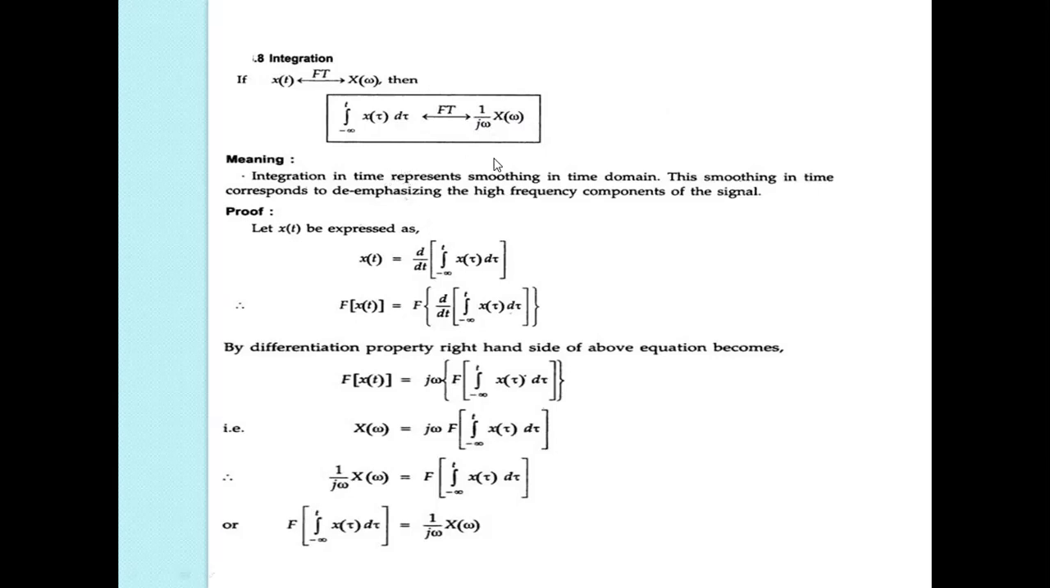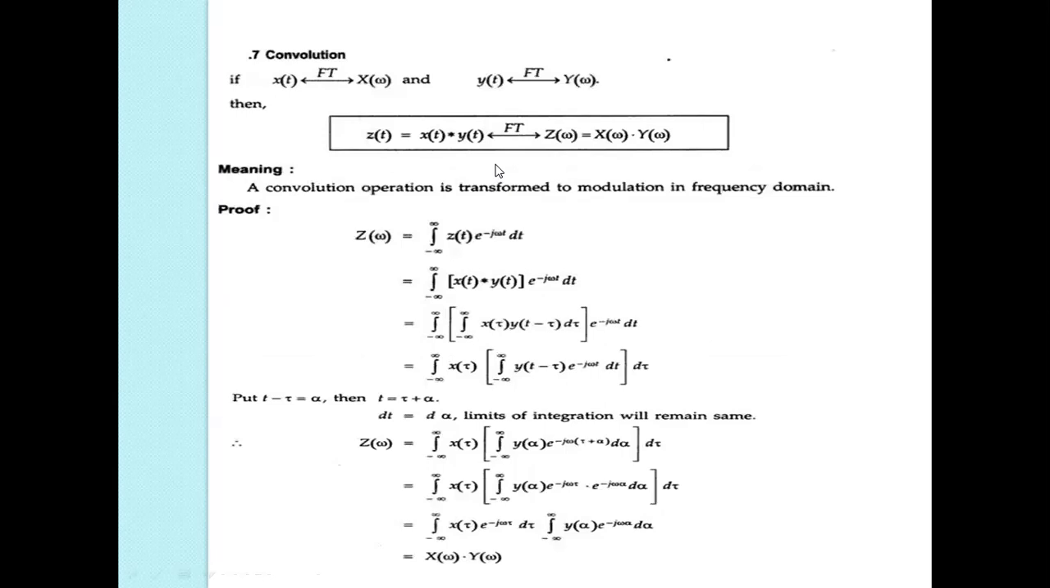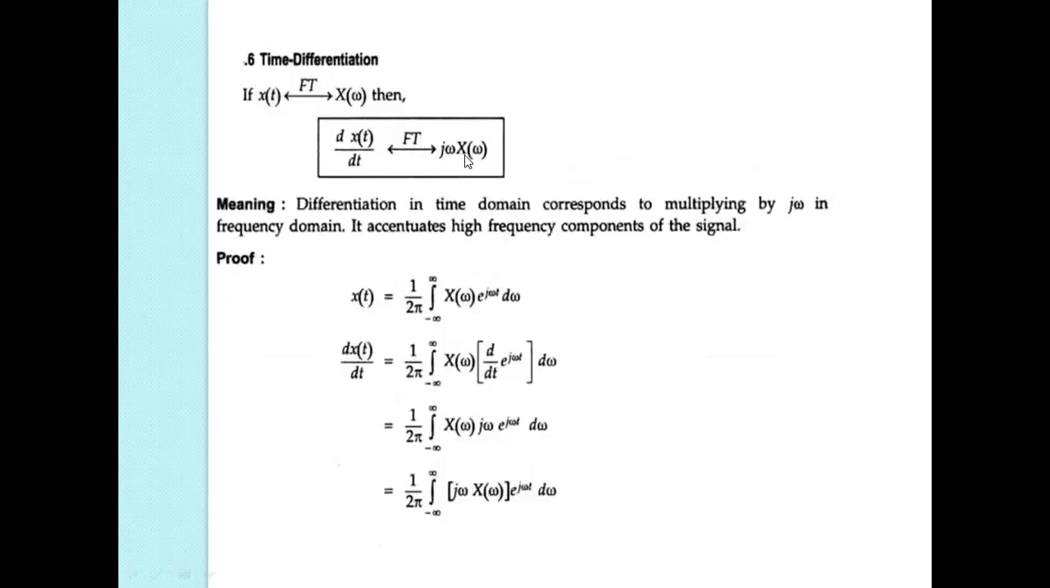Following, my dear students, you can observe that in the time differentiation, we are applying the differentiation to the time signal. Whenever you apply differentiation to the time domain signal, j omega is multiplied with the frequency domain function of x of t, which is X of omega.